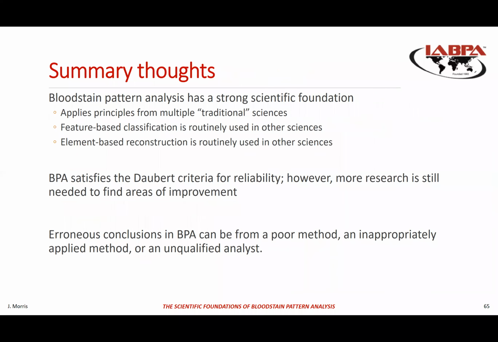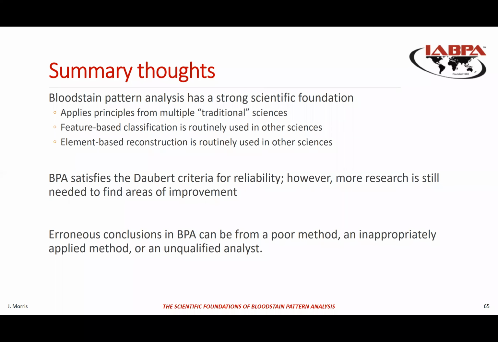So here are some summary thoughts. I believe and I hope that I've convinced some of you, hopefully all of you, that bloodstain pattern analysis rests on a strong scientific foundation because it pulls principles from other established sciences that have direct application to understanding bloodstains and how they're created, that the feature-based approach of classification is used routinely in other sciences, that the element-based approach to reconstructing stories is used in other sciences, that bloodstain pattern analysis satisfies the Daubert criteria for reliability.